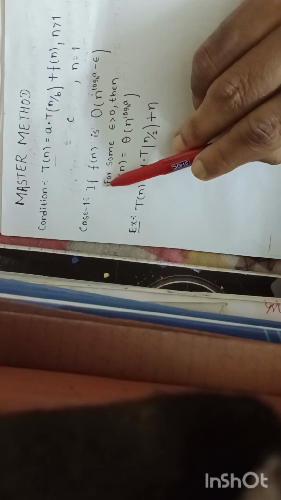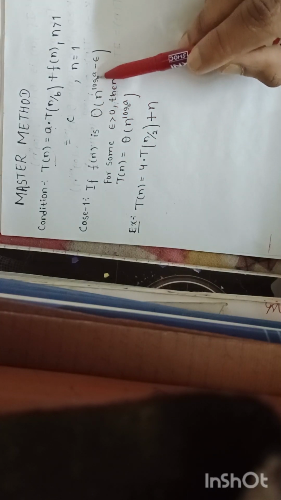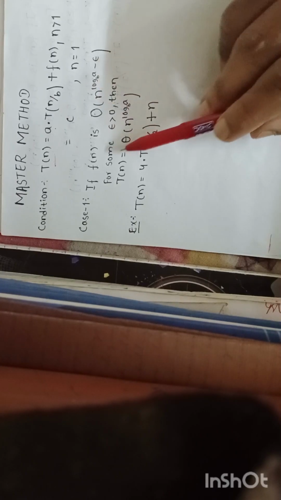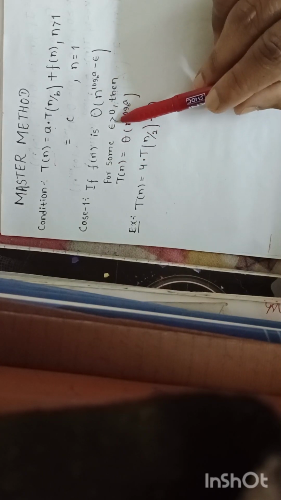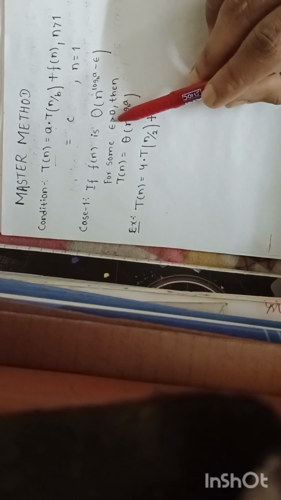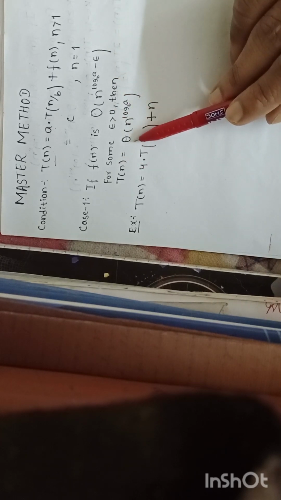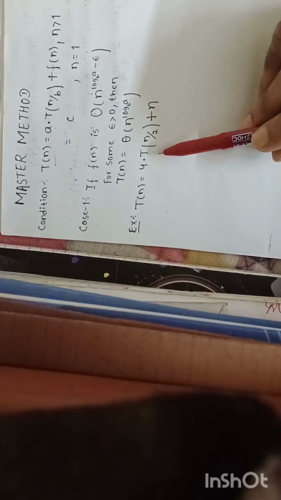The first case of the master method: if f of n is big O of n log a base b minus epsilon, for some epsilon greater than 0. Here the epsilon value should be anything greater than 0. Then we can say that the function has the complexity theta of n log a base b. Here we can understand with the help of an example.